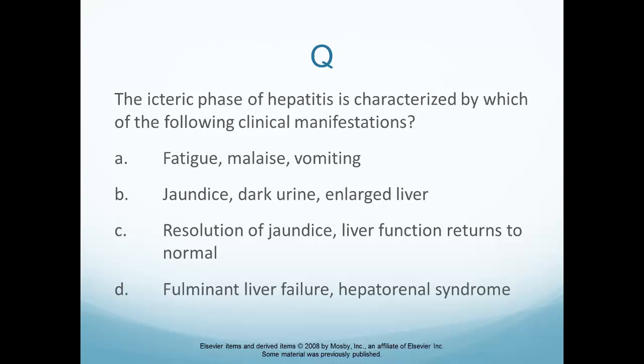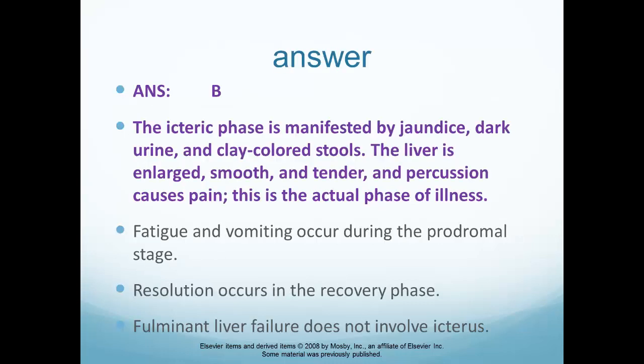The icteric phase of hepatitis is characterized by which of the following clinical manifestations? The icteric phase is manifested by jaundice, dark urine, clay-colored stools. The liver is enlarged, smooth and tender, and percussion causes pain. This is the actual phase of the illness. In other words, this is where we're seeing really profound liver dysfunction.